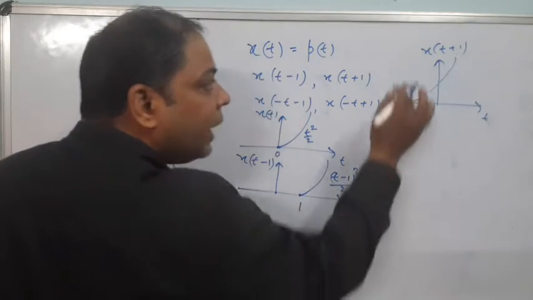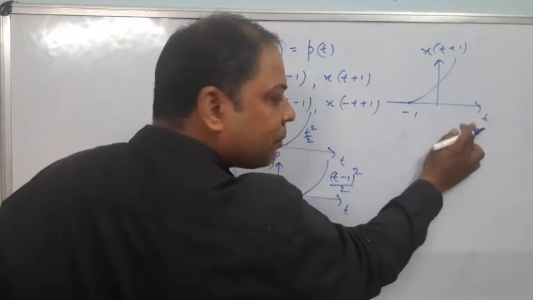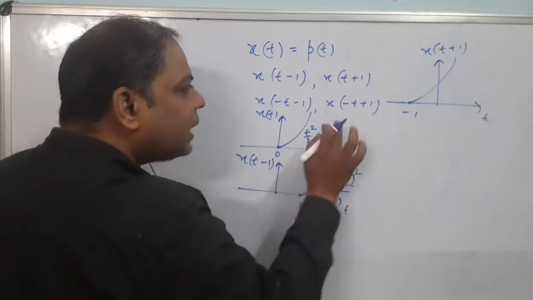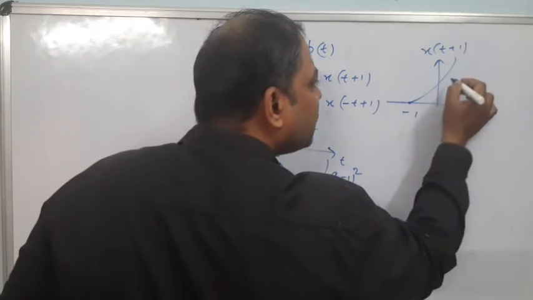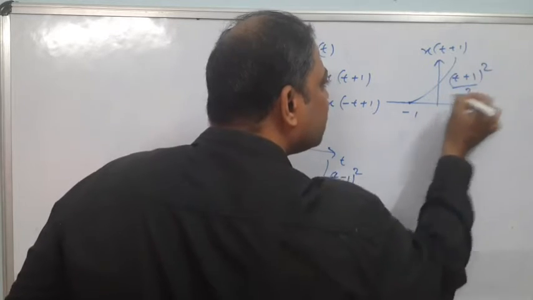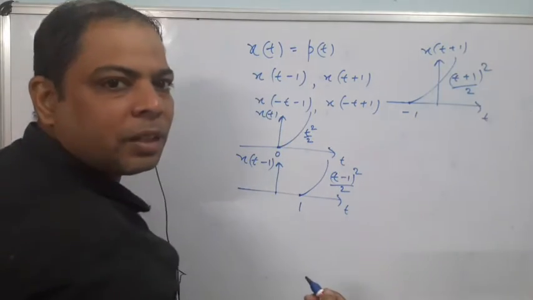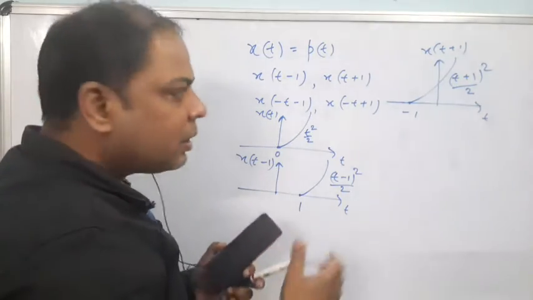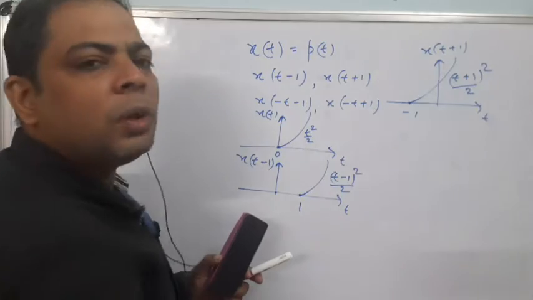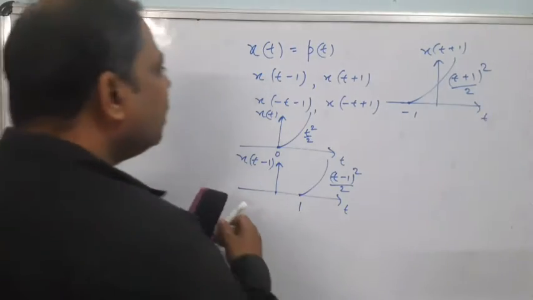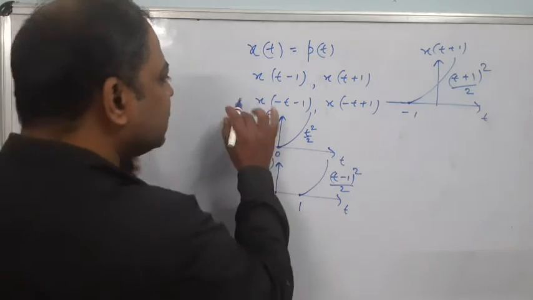x of t plus 1 versus t. So x(t) is t square by 2. x of t plus 1 is what? (t plus 1) whole square by 2. This is the equation of the curve. That means the equation will also change. After shifting, the curve equation will also change. Understood? Okay.